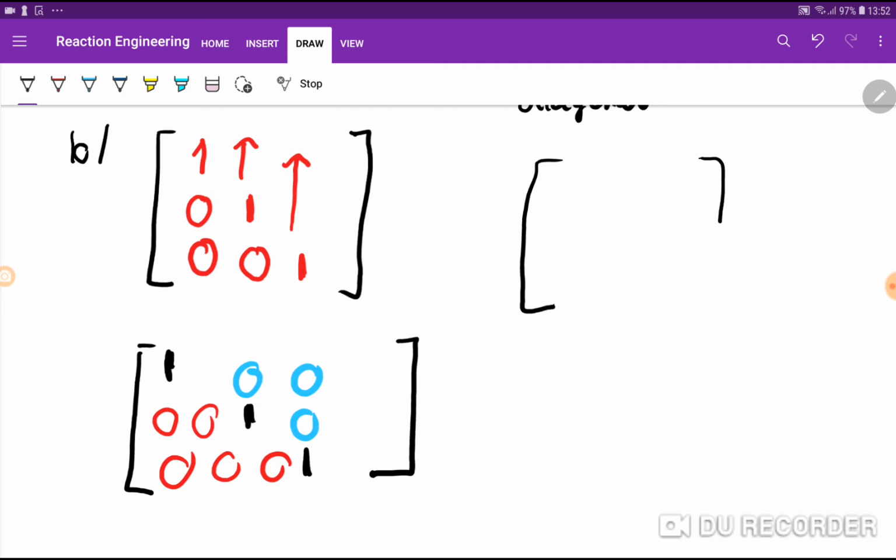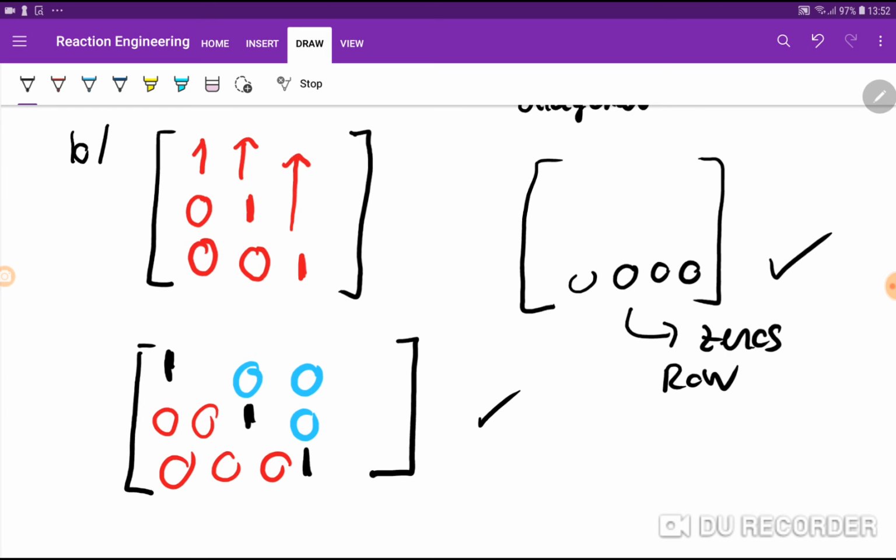The other place you can stop is when you have a row of all 0s. They call it a zero row. That's the second place you can stop. Okay, too much talking, no doing.